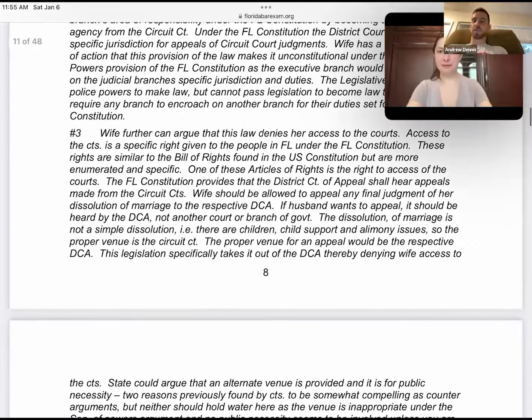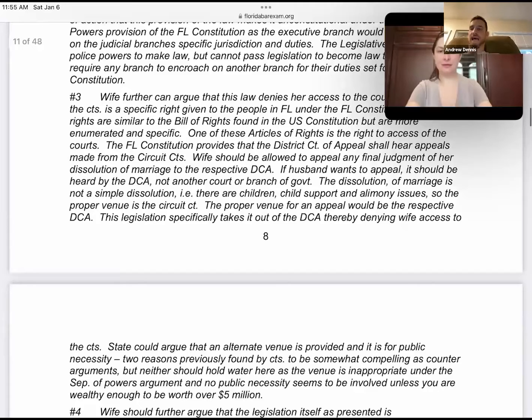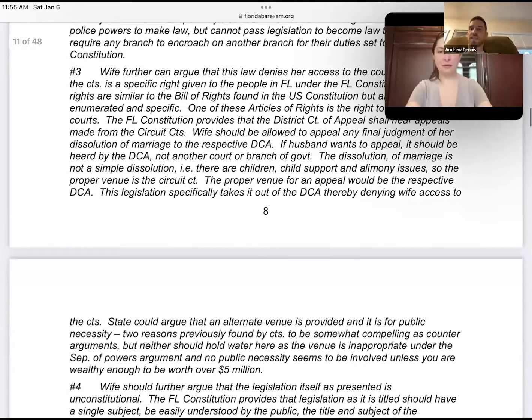The legislation specifically takes it out of the DCA, thereby denying wife access to courts. States could argue, and this is the Kluger Doctrine, they didn't mention it, but this is indeed the Kluger Doctrine, that an alternative venue is provided and is for public necessity. That's the Kluger argument. A Kluger defense is you could overcome denial of access to courts or abridgment of access to courts for an overarching public necessity. That is called the Kluger defense in Florida.